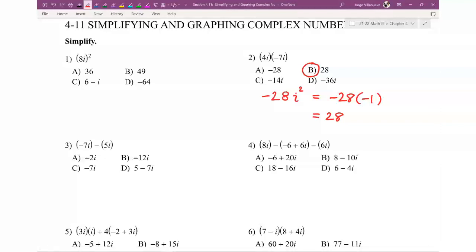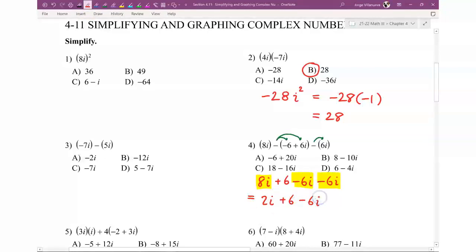The very first thing you're going to have to do for number 4 is distribute these negatives in, okay? So that's what I'm going to do right now. Let me rewrite this problem. So I get 8i plus 6 minus 6i minus 6i. And then I'm going to combine things that are like, okay? So here are some like terms: 8i, negative 6i, negative 6i. So if I do 8i minus 6i, I get 2i plus 6 minus 6i.